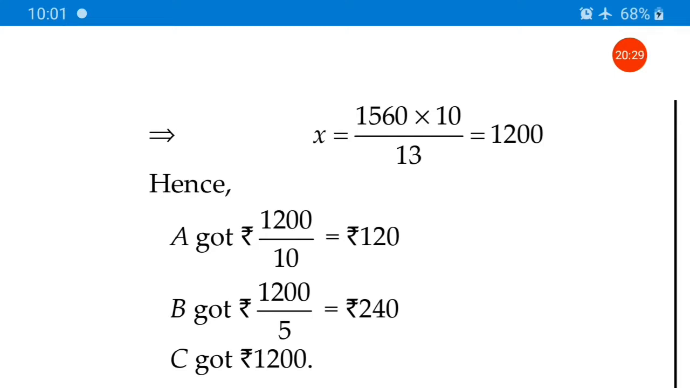Now here A got rupees 1,200 upon 10, which is equal to 120. B got rupees 1,200 upon 5, that is 240 rupees, and C got rupees 1,200. So A gets 120 rupees, B rupees 240, and C rupees 1,200.